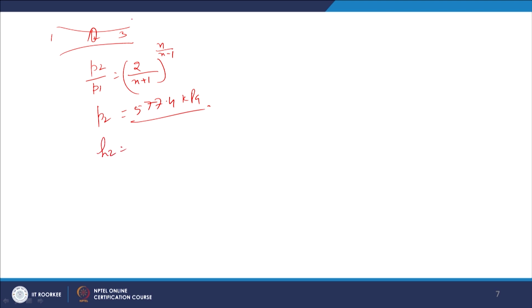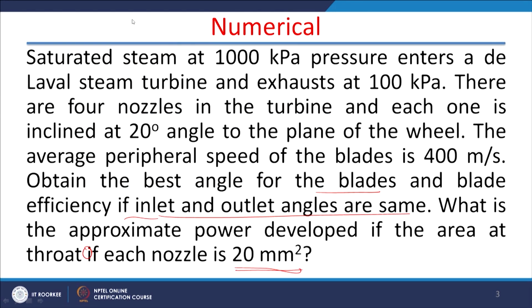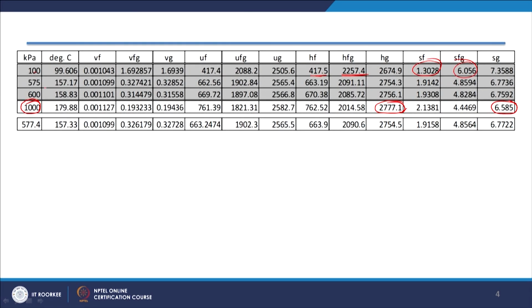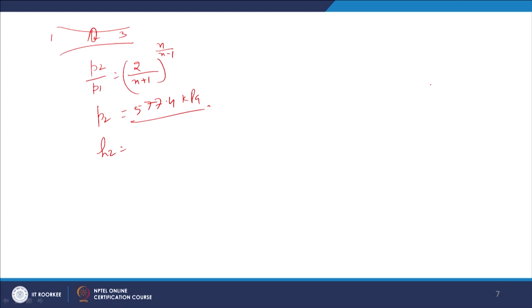Now, what we are going to do, from here we will get the enthalpy. Once pressure is known, we will go to this table. For a particular pressure, 575, we will take the enthalpy. What is going to be the enthalpy? For enthalpy we need the quality. Say for P2, H2 is equal to Hf plus x Hfg. We need the quality. We will do the same exercise.